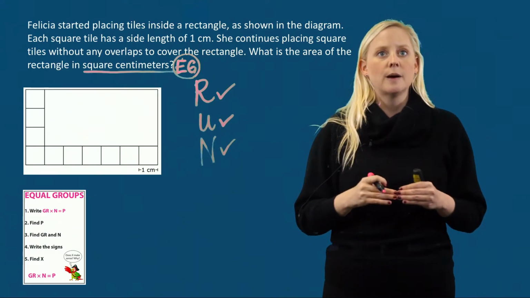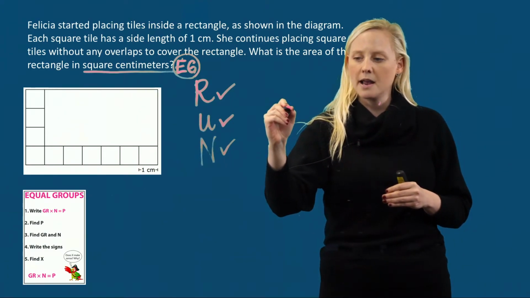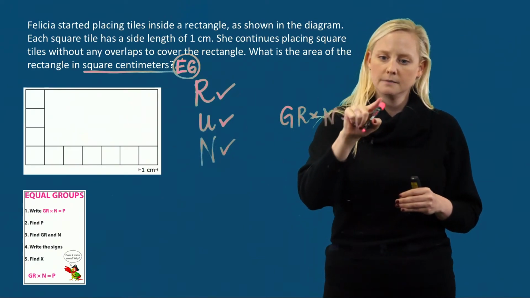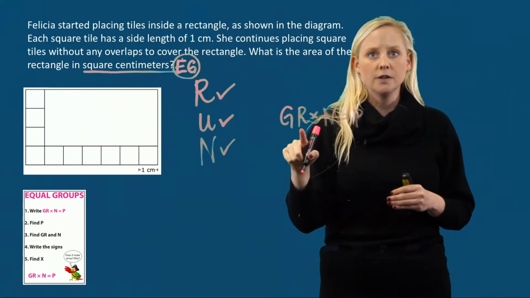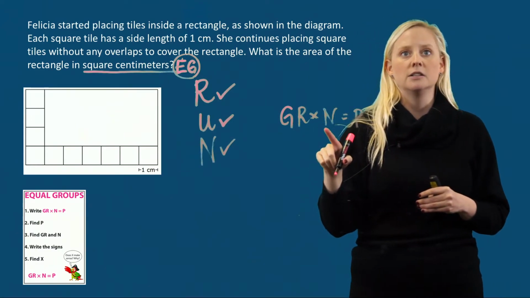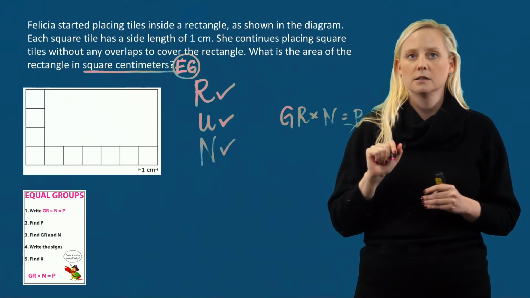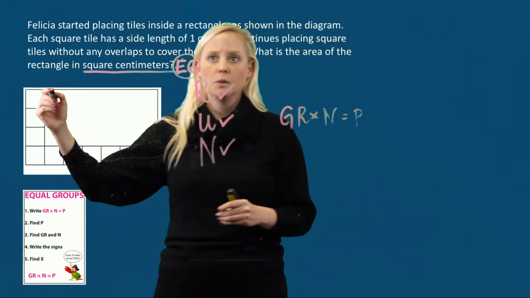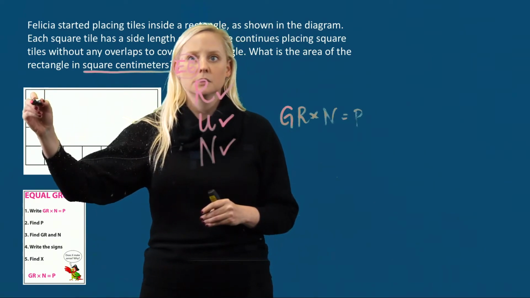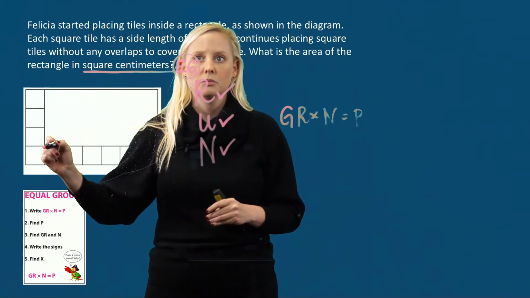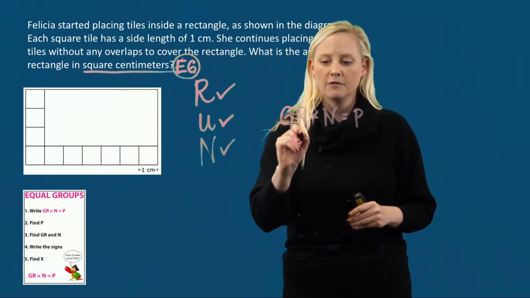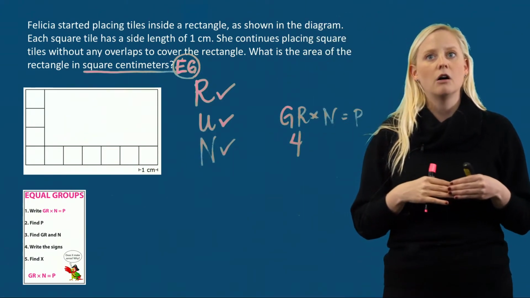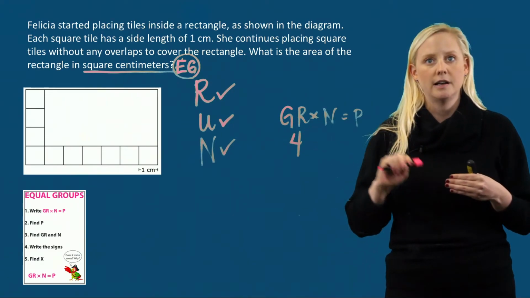The first step is to write the equal groups equation. So I'm going to write GR times N is the same as P. GR stands for the groups, N stands for the number in each group, and P stands for the product. When I look here, I see that there are groups. When I see groups, I'm thinking about the rows. 1, 2, 3, 4. I'm going to say there are 4 groups. Now there's nothing to cross out because all of our numbers are in this picture right here.